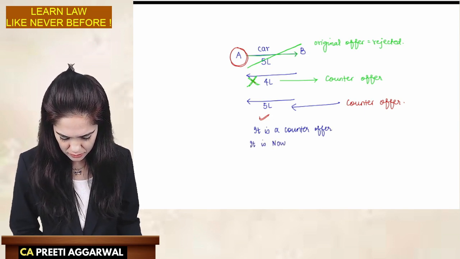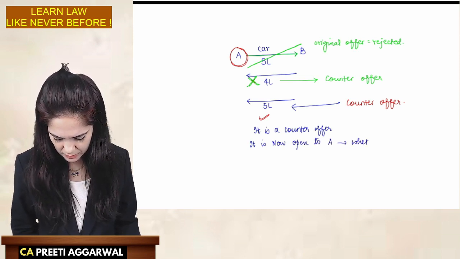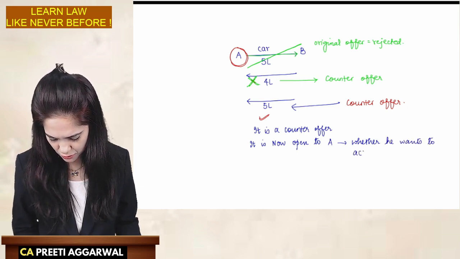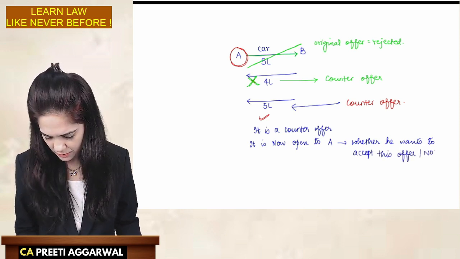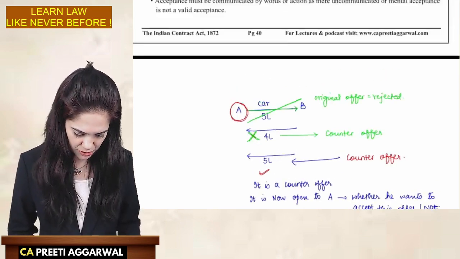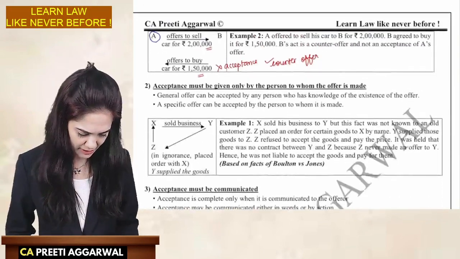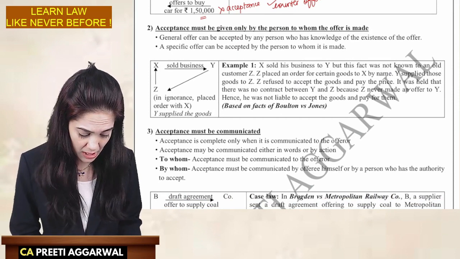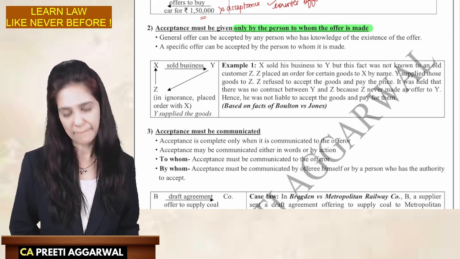It is now open to A, whether he wants to accept this offer or not. Okay, it is open to A whether he wants to accept it or not. Okay. So this was counter offer. You made notes, right? Okay. Keep on writing these examples so it will help you in the exam also, and also it will help you while revising. Acceptance must be given only by the person to whom the offer is made.